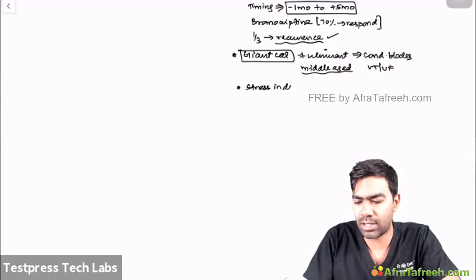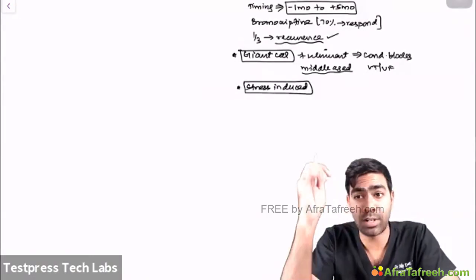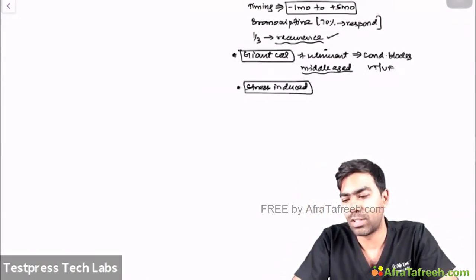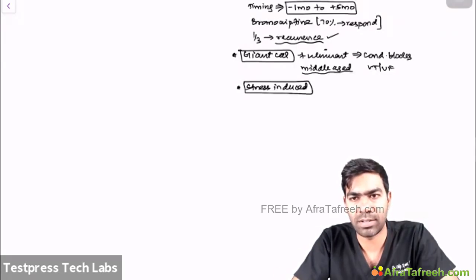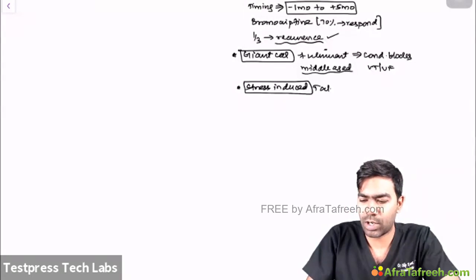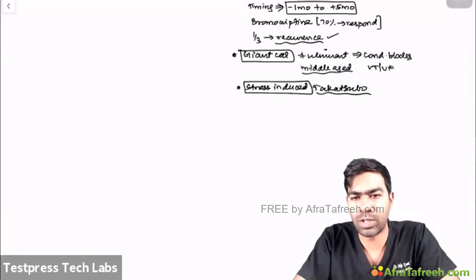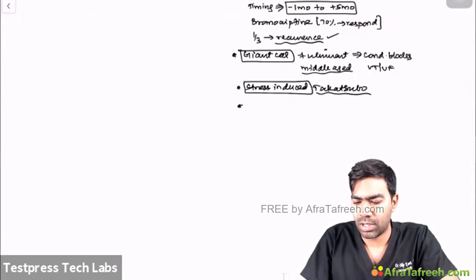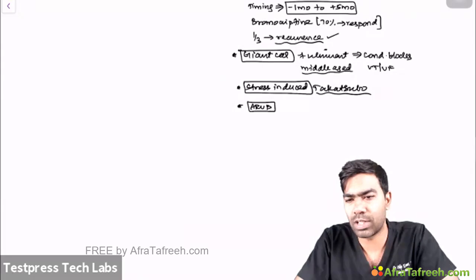You know what is that stress-induced cardiomyopathy? We have already studied a lot of things about it. There's no need to discuss it right now because we have done a great deal of discussion already. That is Takotsubo cardiomyopathy, that is apical ballooning syndrome, which we have discussed in a great deal. Then we have ARVD, that is arrhythmogenic right ventricular dysplasia, or arrhythmogenic right ventricular cardiomyopathy, or arrhythmogenic right ventricular hypertrophy. You can call it any way.